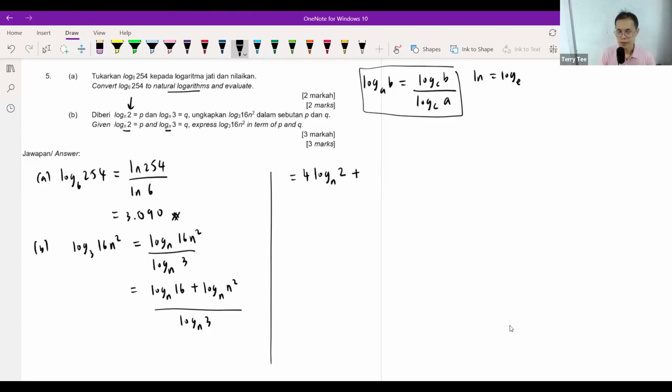Then you have log base n square. So I'm going to write n and the power 2, I'm going to bring in front, divide by log base n 3. Okay. Now your log base n 2 is p. So this is 2p. Log base n n is 1. Remember, log A A is 1, doesn't matter whatever value of A. Then log base n 3 is q given here. So there you go, 4p plus 2 over q.